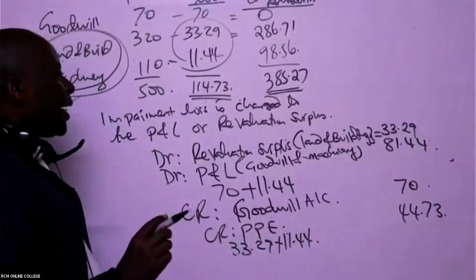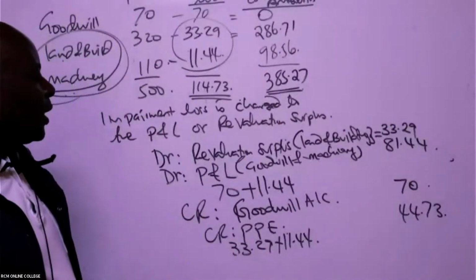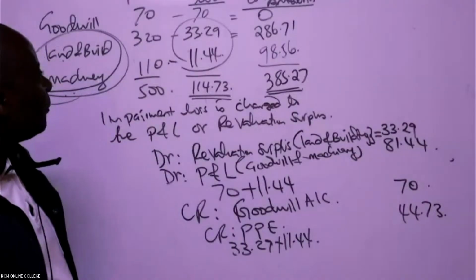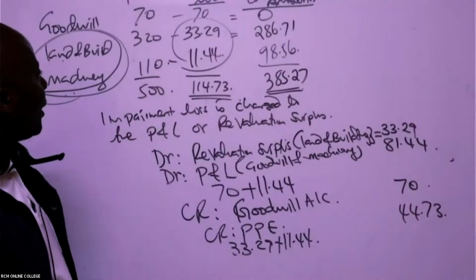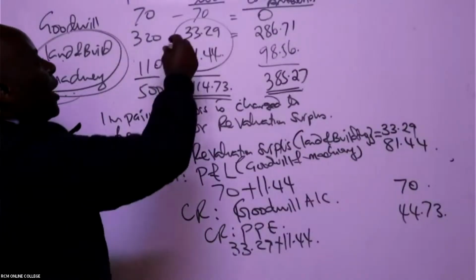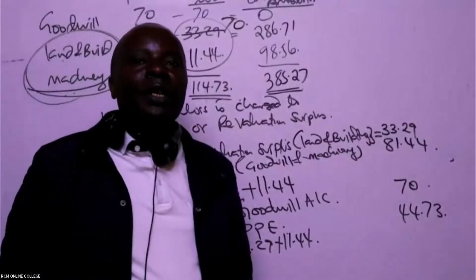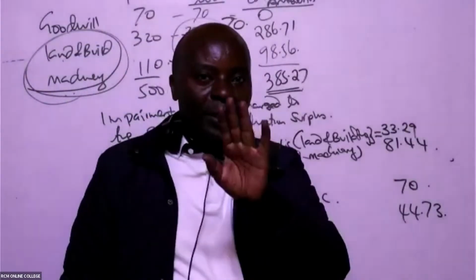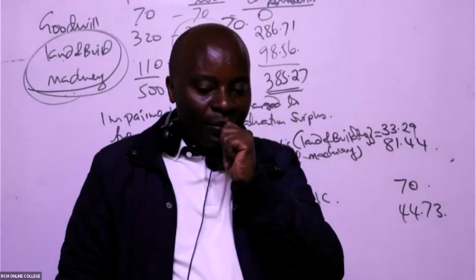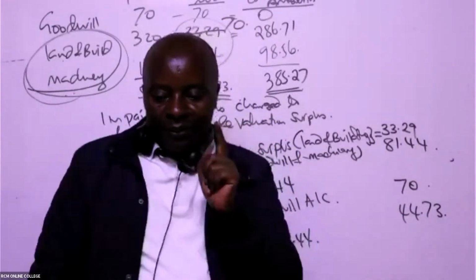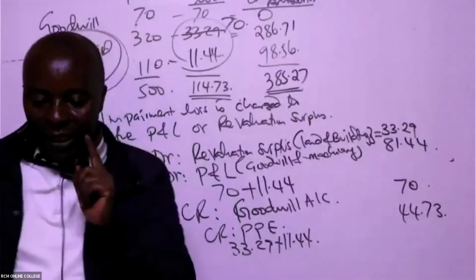A good student is asking, what if in this case here, for example, these land and buildings, what if we had 70 here? If we had 70 there, can someone tell me what we would have done, knowing that the revaluation surplus is only 65?